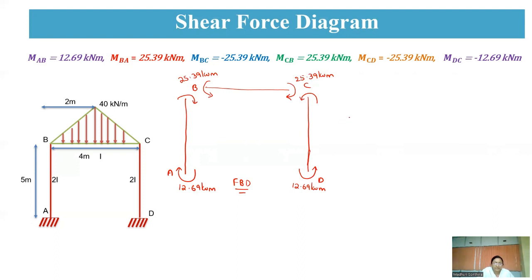So after the moments are represented, how are you going to draw the shear force diagram? For the shear force diagram, I am considering span AB. So if you just consider span AB, this is your span AB. This is A and this is your B, which is having 25.39 kilonewton meter at B, and at A you are having 12.69 kilonewton meter. So the span of this is 5 meters.